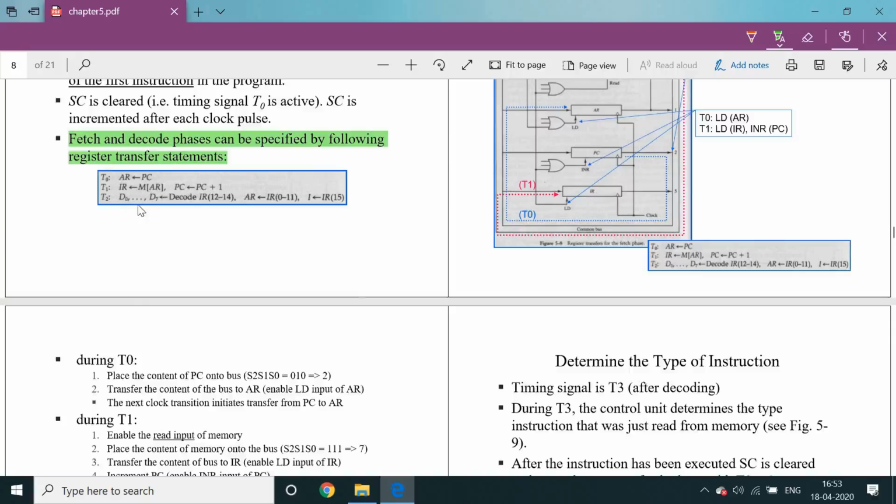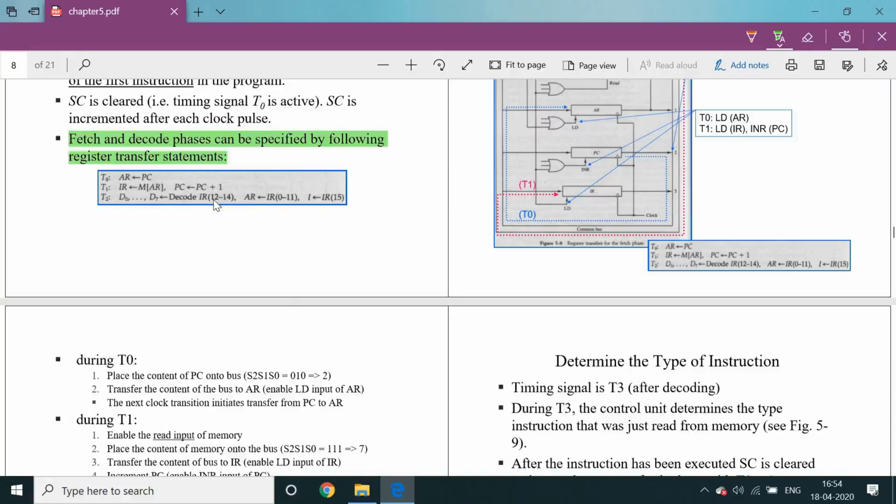In T2, the decoding operations generate the outputs D0 to D7. At T2 the complete 16-bit instruction code is stored in the IR, and now in the T2 cycle we are going to decode the fields. The total instruction register is 16 bits long. The instruction register bits 0 to 11, the address field, are stored into the address register.